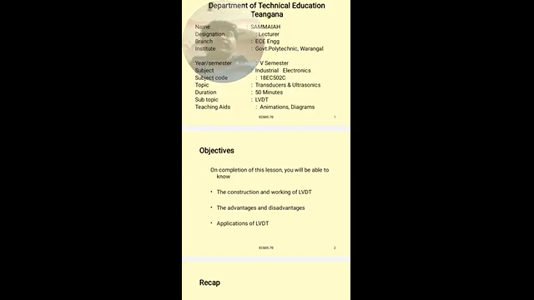This class we will study a very important transducer, a very widely used, very important transducer in industrial applications. It is a linear variable differential transformer, short called as LVDT, linear variable differential transformer.